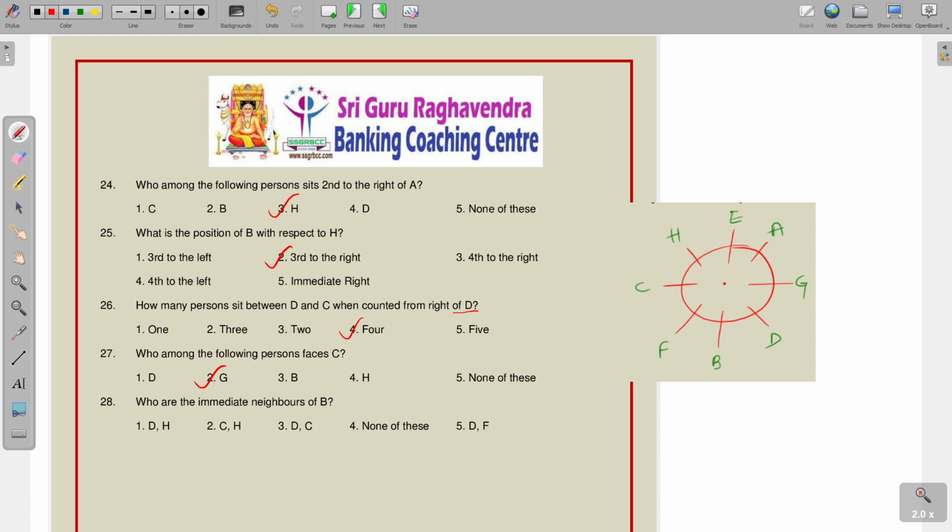Who are the immediate neighbors of B? So the immediate neighbors of B are F and D. Both F and D. Option 5 is the answer.